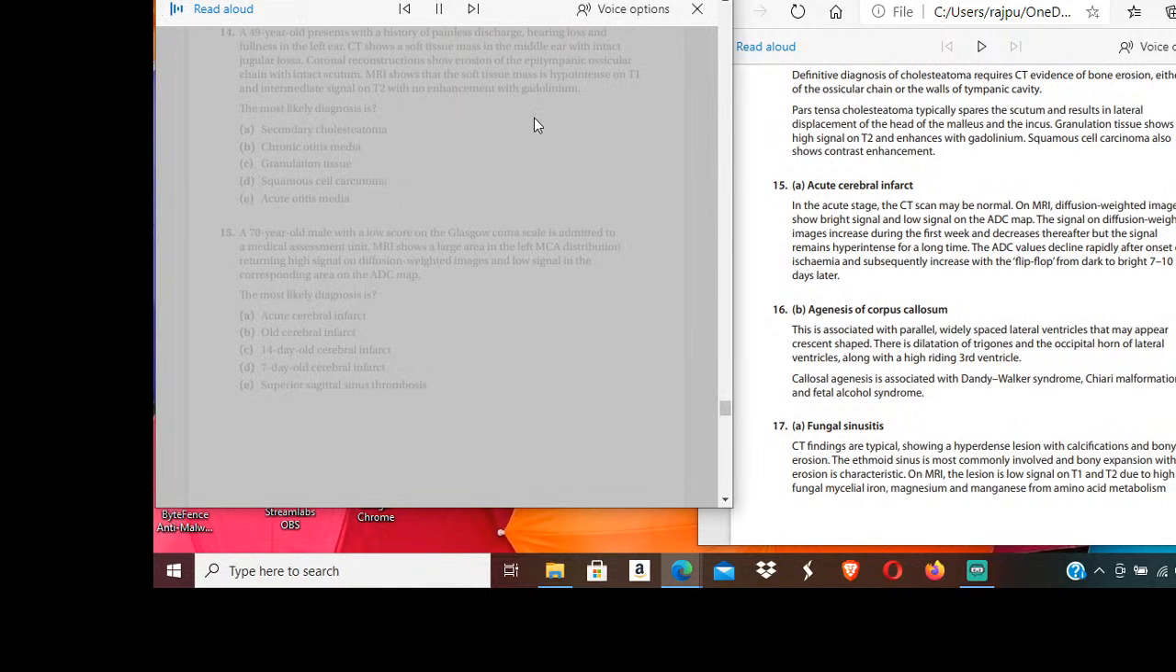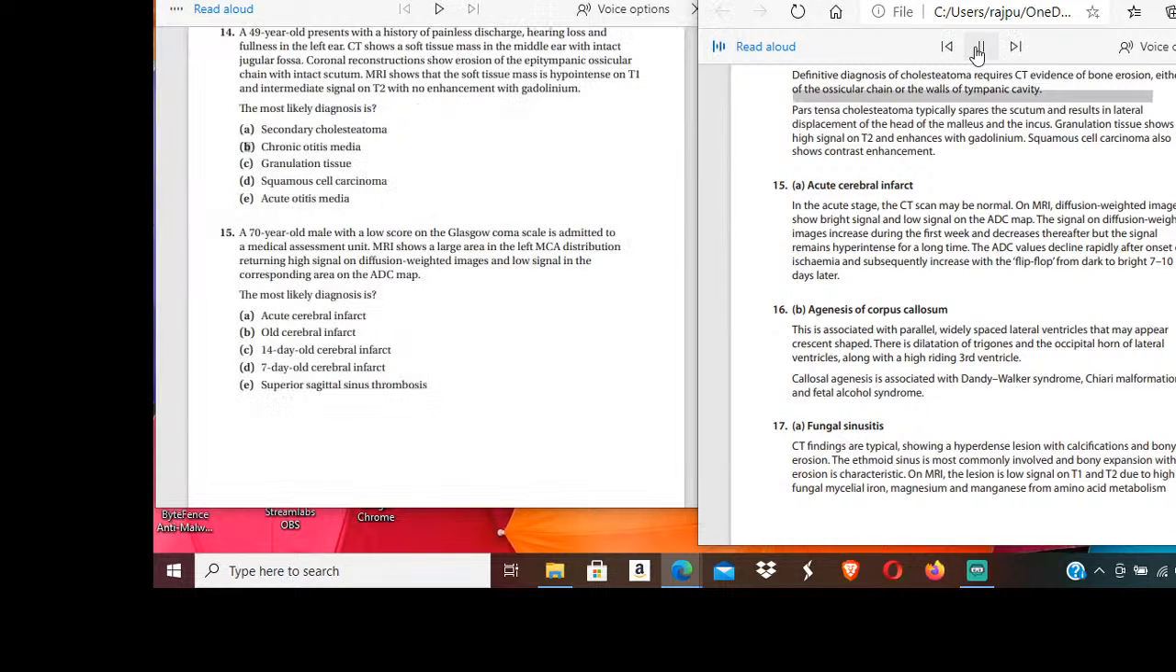14. A 49-year-old presents with a history of painless discharge, hearing loss and fullness in the left ear. CT shows a soft tissue mass in the middle ear with intact jugular fossa. Coronal reconstructions show erosion of the epitympanic ossicular chain with intact scutum. MRI shows that the soft tissue mass is high signal on T1 and intermediate signal on T2 with no enhancement with gadolinium. The most likely diagnosis is A.